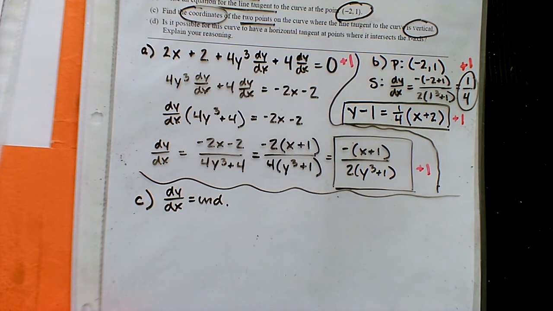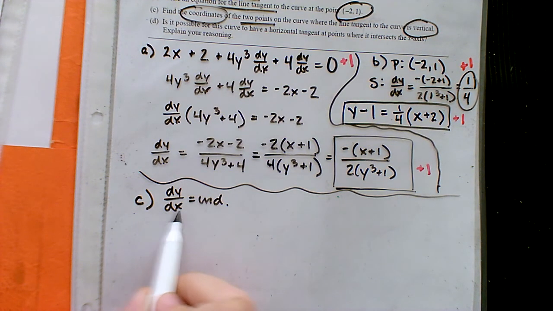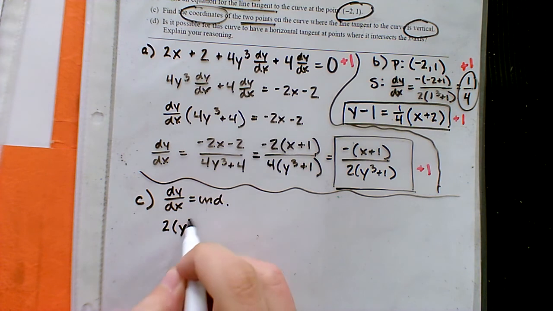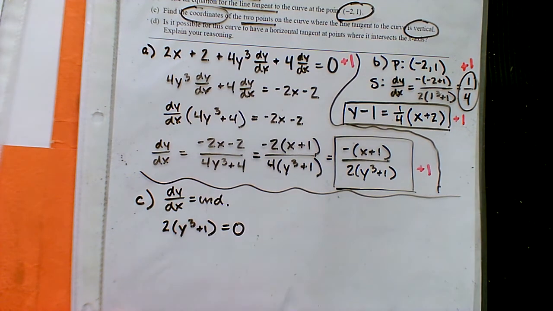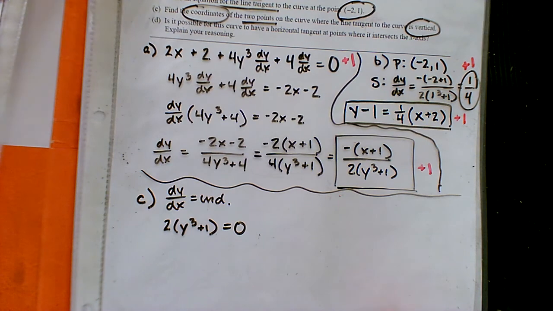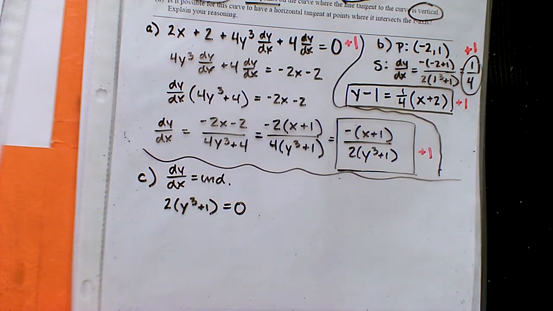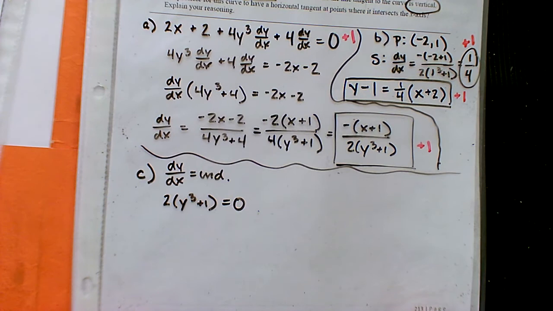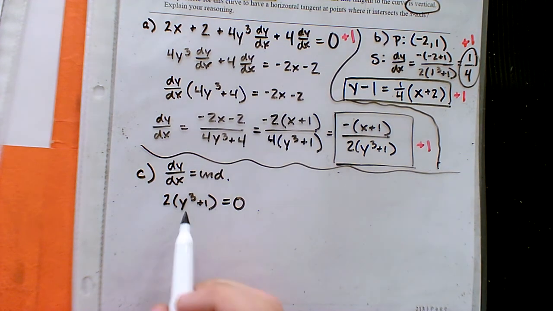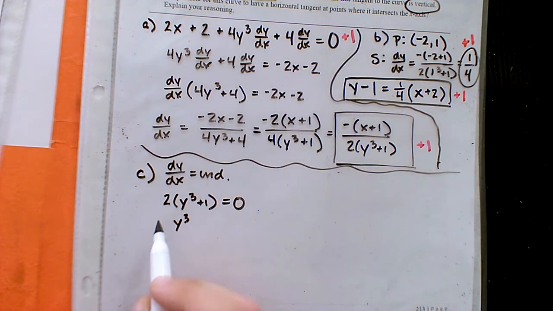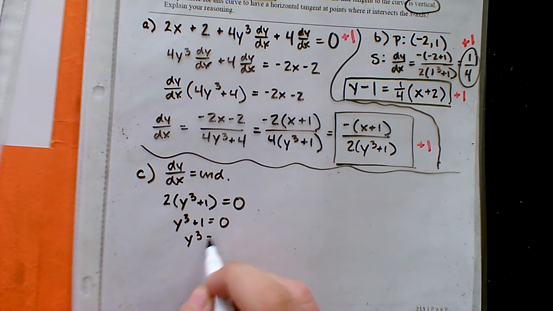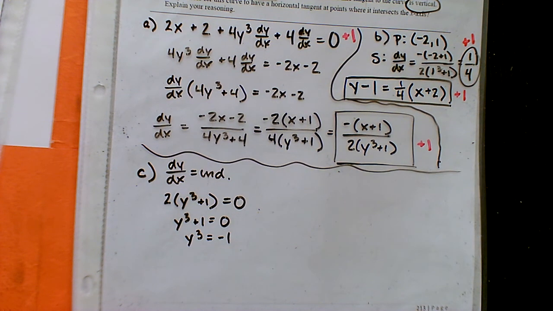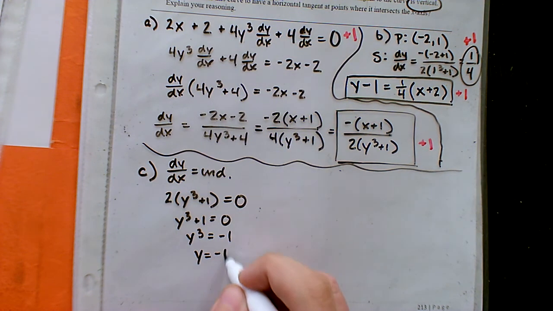So if a fraction is undefined, something over 0, right? So we would need the bottom of our derivative. We will go ahead and write that down. We need that equal to 0. Where do you want to go from there? Solve for y. Okay, so if we divide the 2 over, still going to be 0. Subtract the 1, we get -1, and cube root both sides. Cube root of -1, -1.